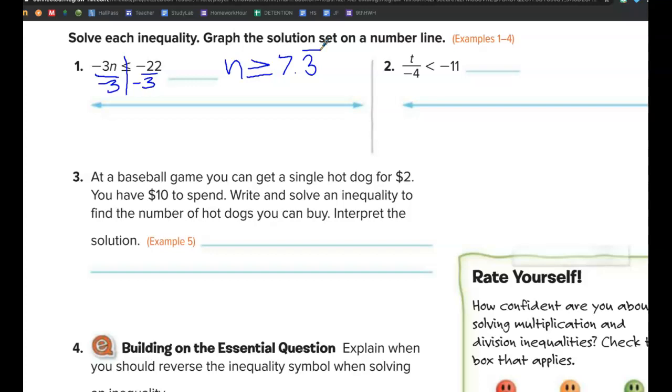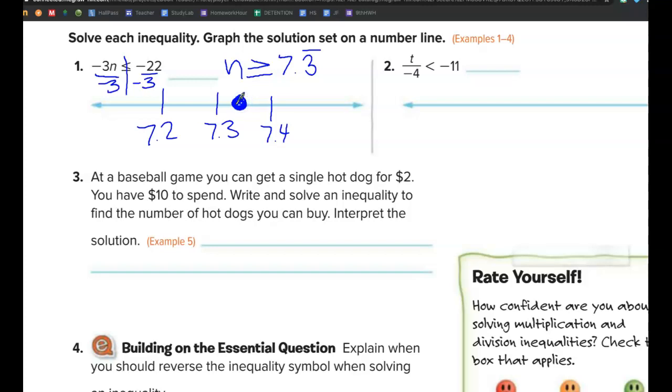So when you're graphing this, if I do 7.2, 7.3, and 7.4, technically, does my dot go on 7.3? No, it goes in between 7.3 and 7.4. If you didn't do that, it's okay, but that's just because your 3 is repeating. So technically, it would go here. Open or closed circle? Closed, because it could equal that.